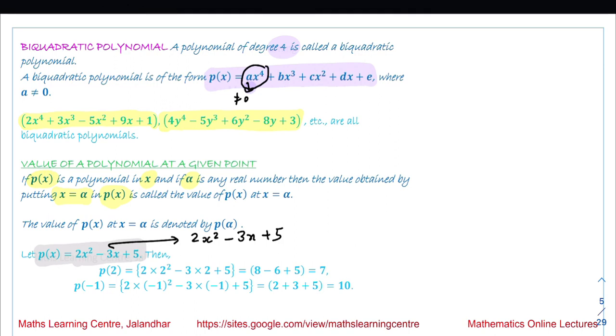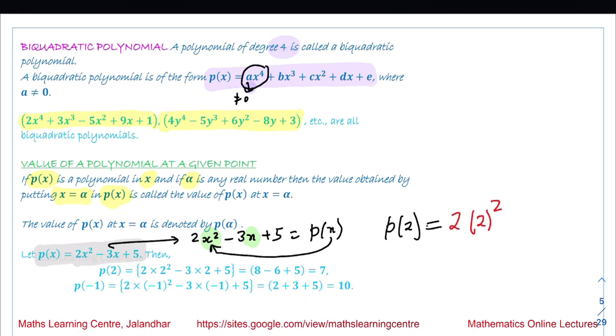Then what is the value of this polynomial p(x)? The variable over here is x. So if we have to calculate the value of p(2), it means we have to replace this x with 2. So our answer will become 2 into 2 square minus 3 into 2 plus 5. Whatever value is given to us, we replace x with that value. When you solve this, you will get the answer 7.